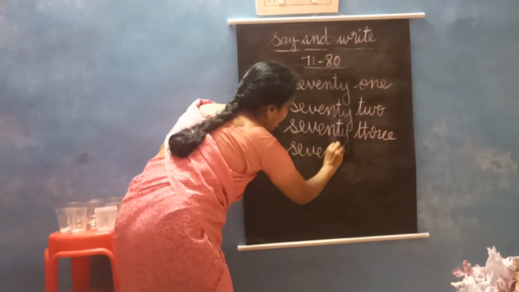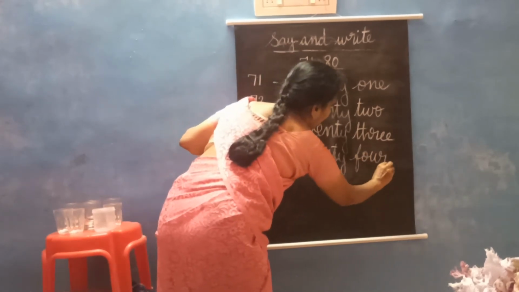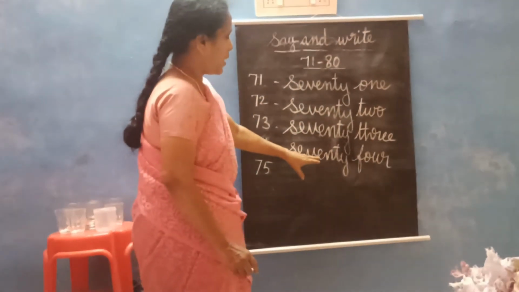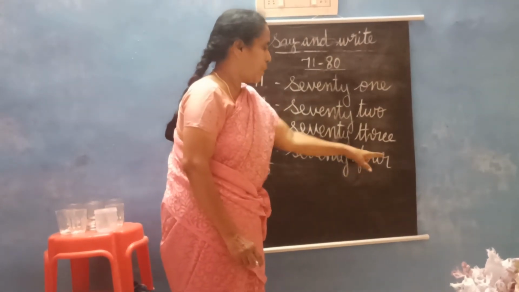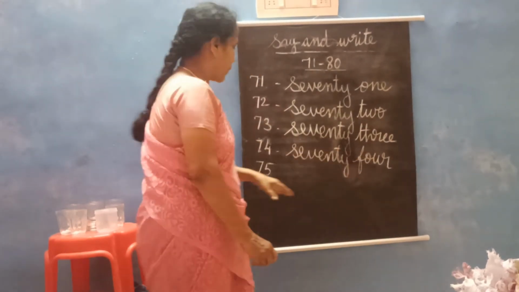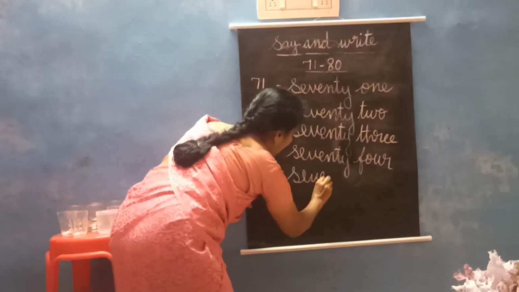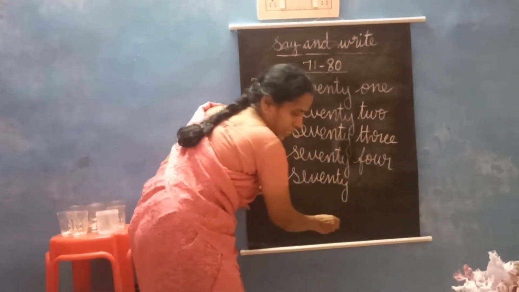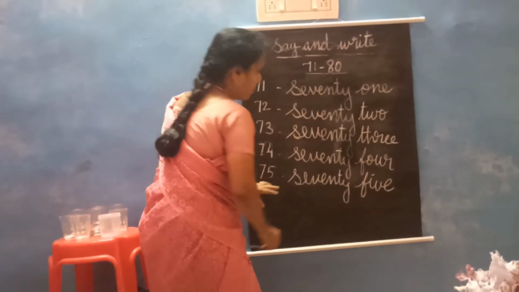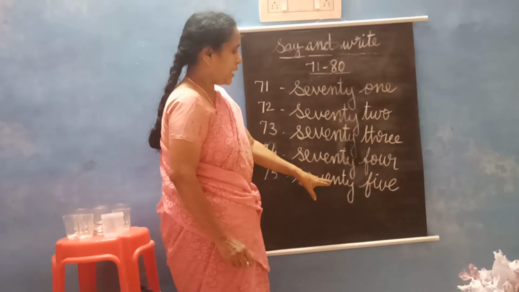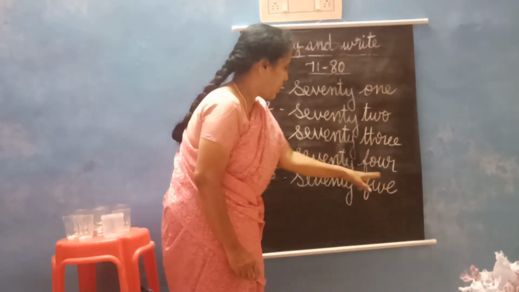SEVENTY. 74. FOUR. 74. SEVENTY 74. FOUR, 4. 74. Next number, 75. SEVENTY. 75. FIVE, 5. 75. SEVENTY 75. FIVE, 5. 75.